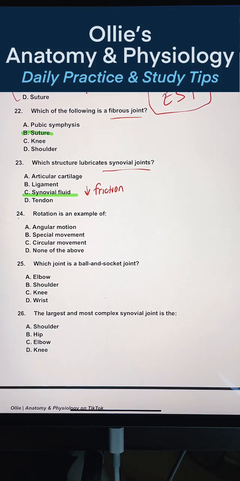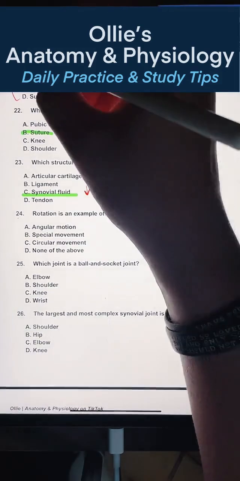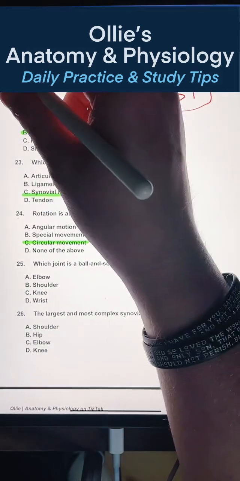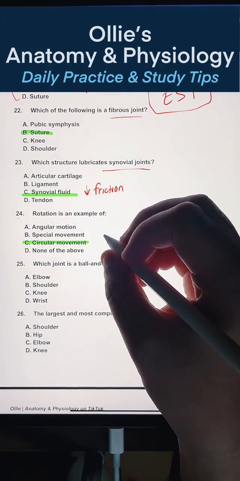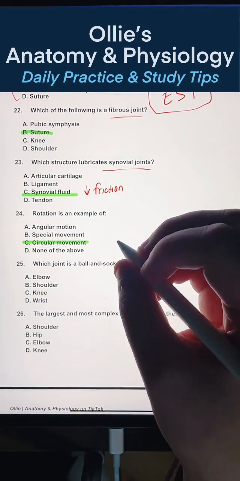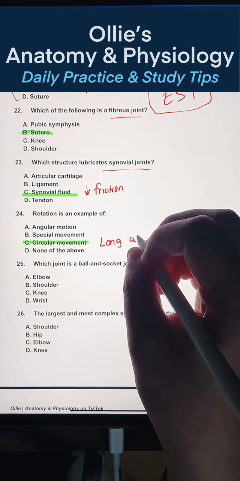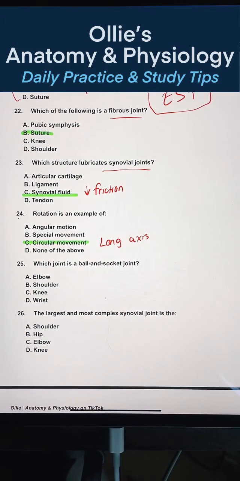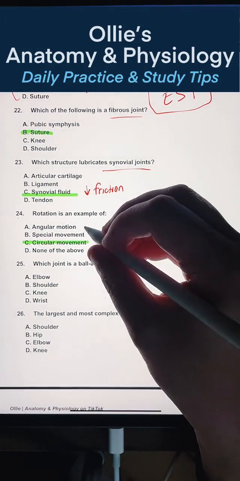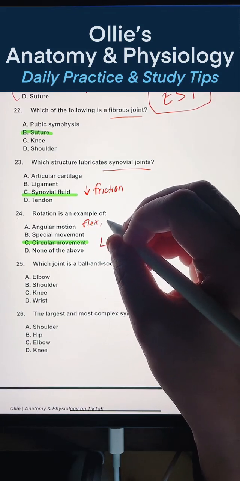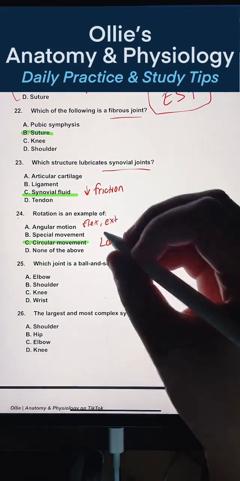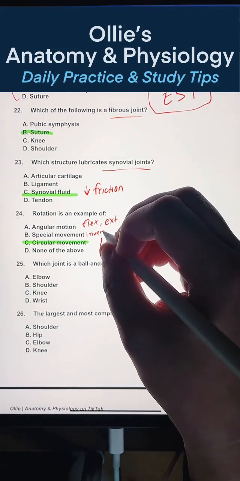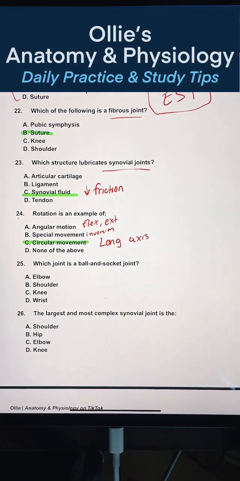But number 24, the answer is C. It is circular movement. That is rotation. So rotation is going to turn a bone around its long axis. Angular motion would include flexing and extension. Special movement would include such as an inversion. Or none of the above is just incorrect.